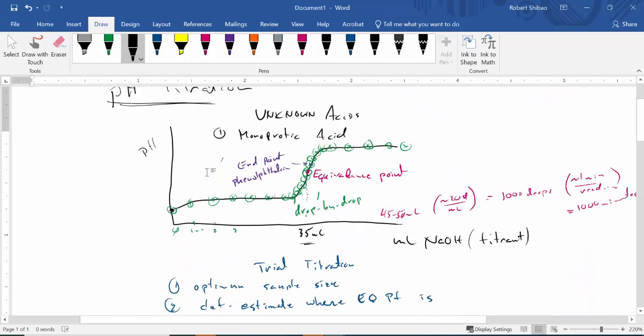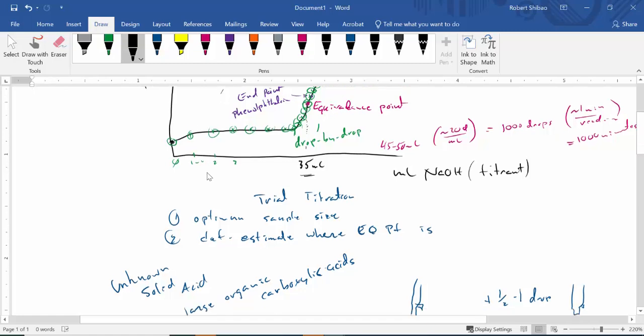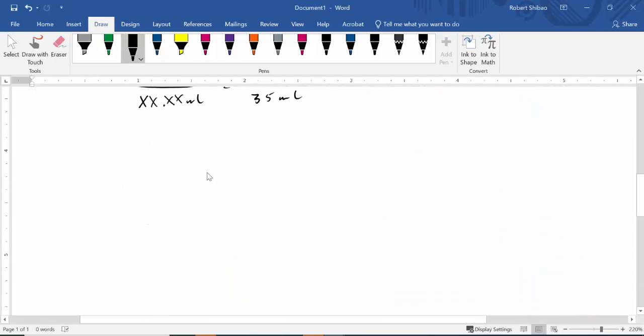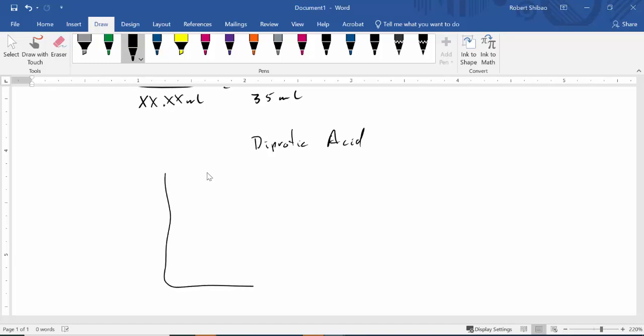Okay, so with that optimum sample size, we should get a curve that looks like this for a monoprotic acid. Your unknown acid could be diprotic. In Chem 1A, you were told if it was monoprotic or diprotic. In Chem 1B, we could figure it out ourselves from the shape of the titration curve. So a diprotic acid will look pretty similar, except it's going to have two rises here.